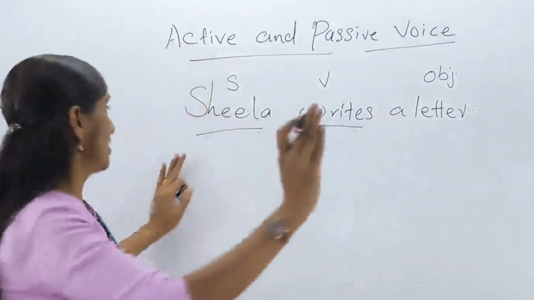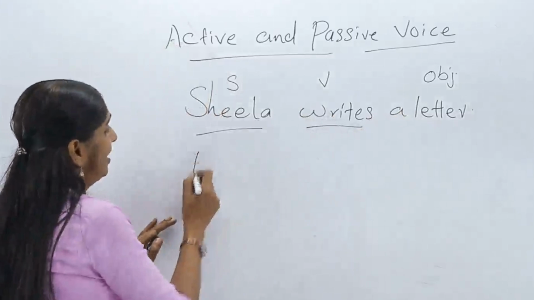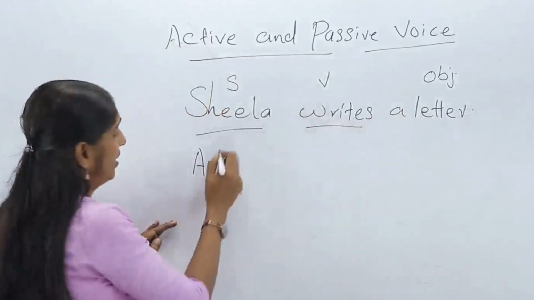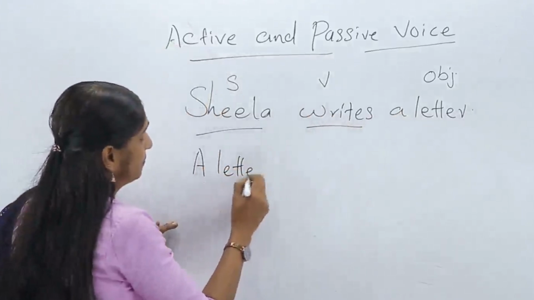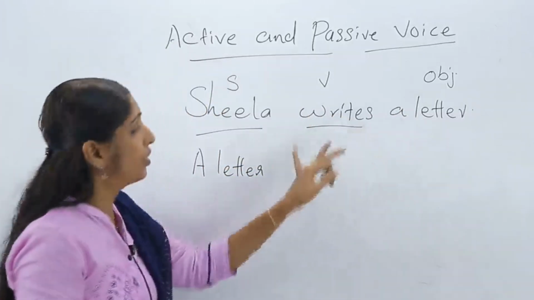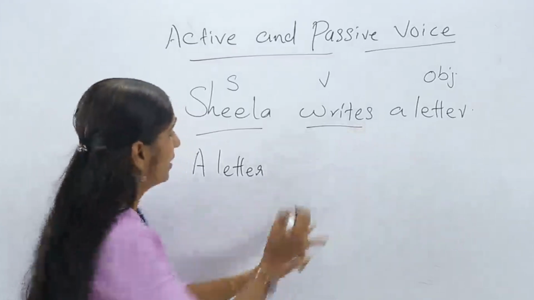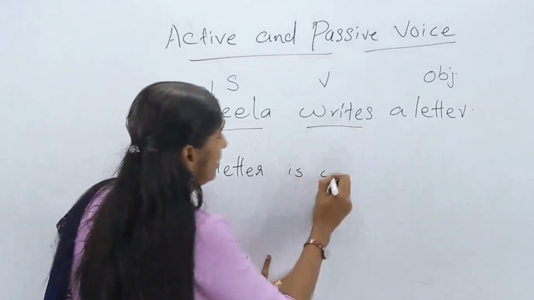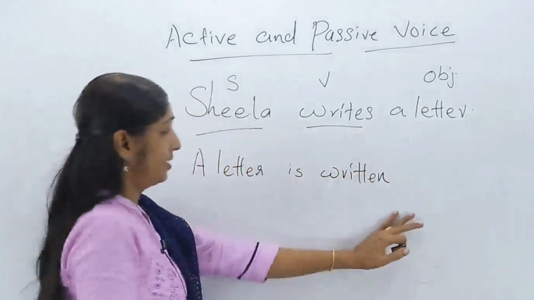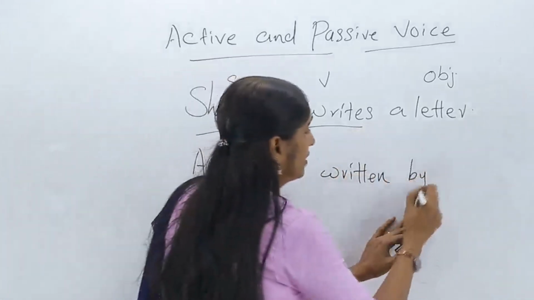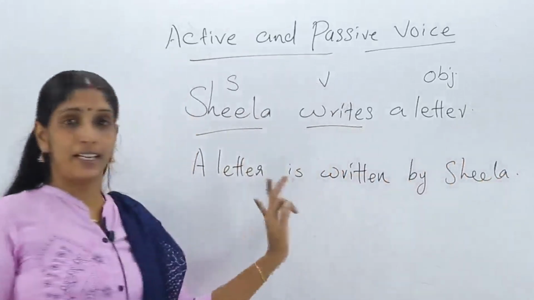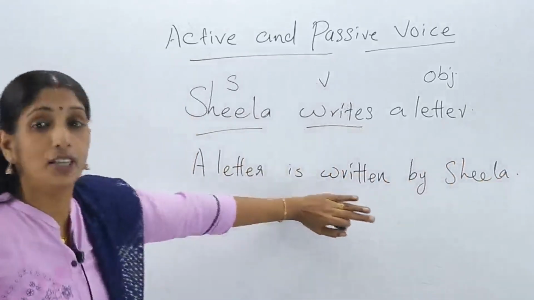Okay, very good. Here a letter, the object will come first. A letter. Then what is the verb here? Writes. How do we change this verb? Is written. A letter is written by Sheila. Is that right? Have you understood?